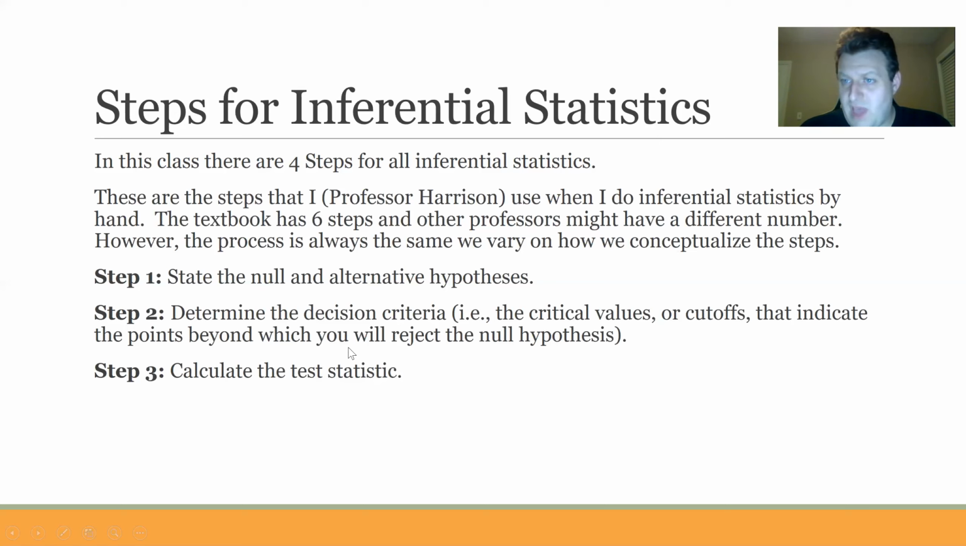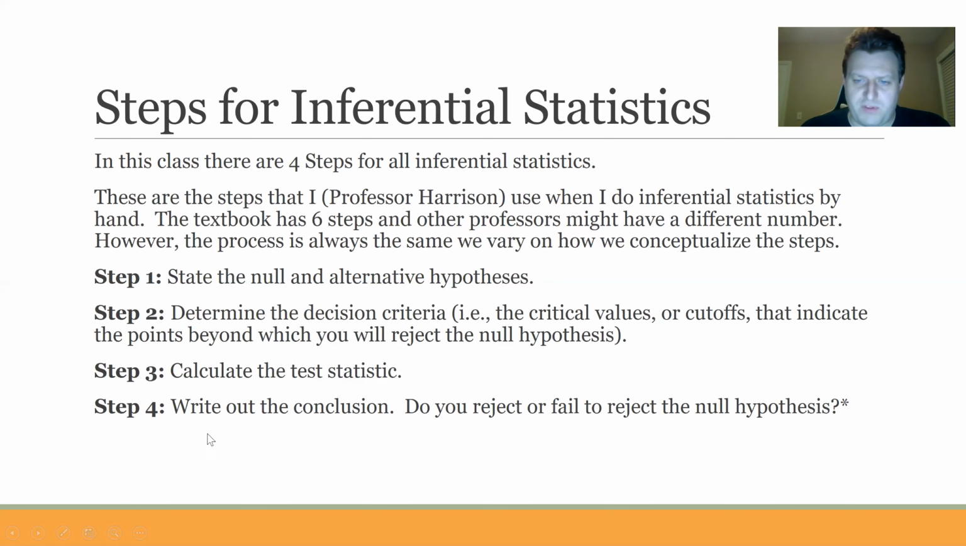And it might be the most time consuming, but by far the part that you're probably going to have the most difficulties with is step 4. This is where we write out our conclusion of our statistical test. Do we reject or do we retain the null hypothesis? And then we'll write it up as if we were to write it in an APA style paper.